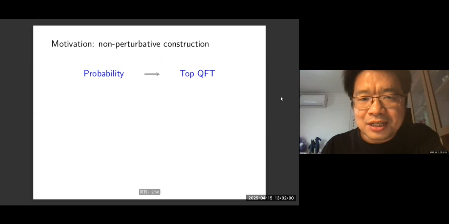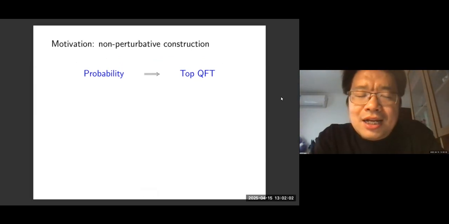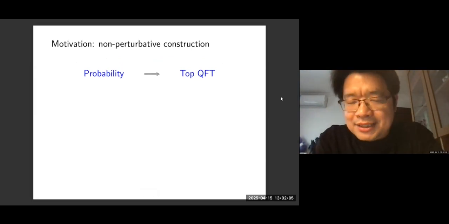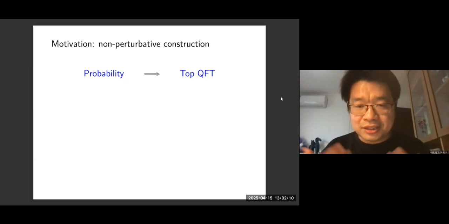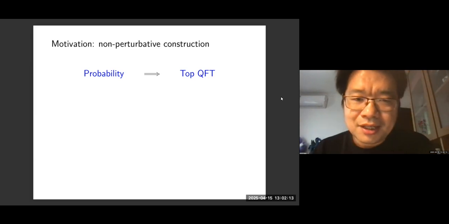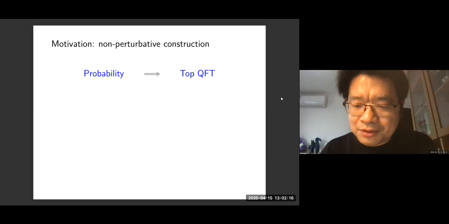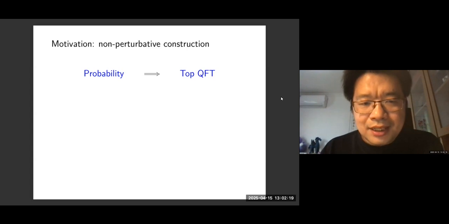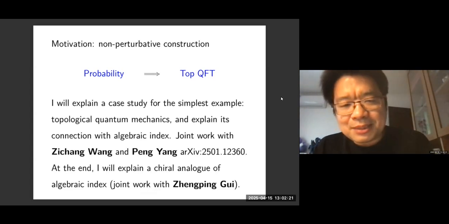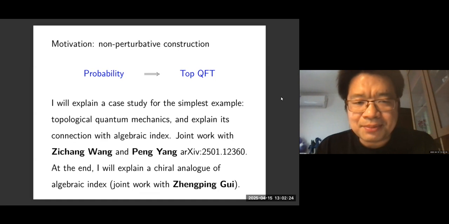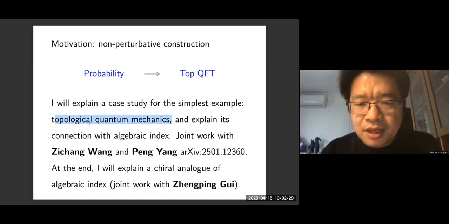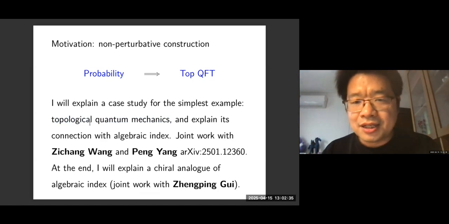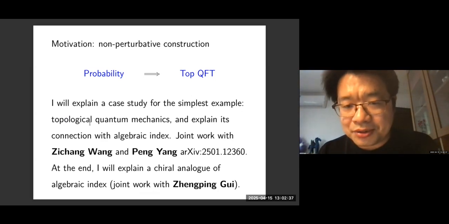To start with, let me explain some motivation. I was thinking about a non-perturbative understanding of topological quantum mechanics. You can do this categorically, or in different ways. I'm particularly interested in the probabilistic approach. Today I will explain a case study for the simplest example of topological quantum mechanics, and if you explore this with some non-commutative geometry, how it's related to the algebraic index.